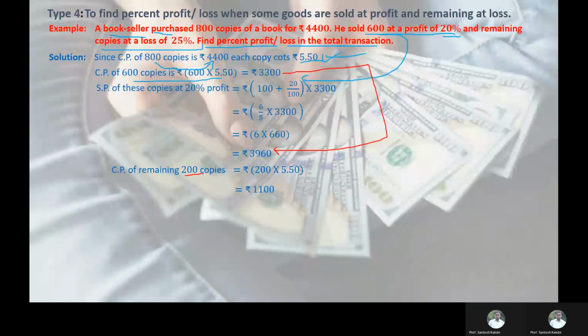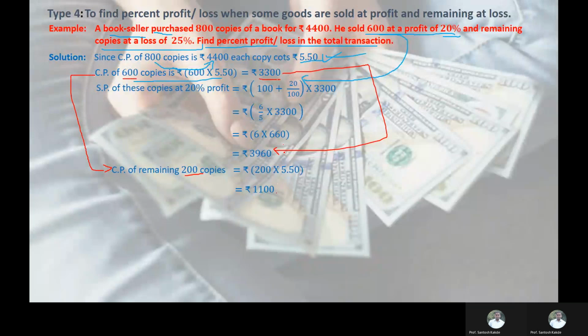We get 1100. That is 100. Now remember here, some students get confused or calculate it wrongly. But how you can correct it, I will tell you. If the cost price of 600 copies is 3300 and the cost price of 200 copies is 1100, make them added. So what it gives us is 4,400. When we add 3,300 and 1,100 rupees, we will get 4,400.